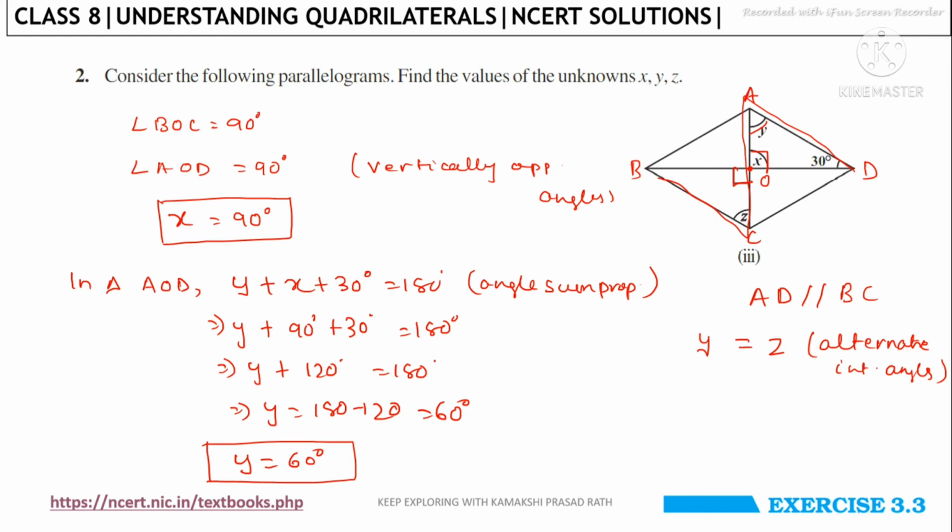So DA is parallel to BC and AC is the transversal. So these are alternate interior angles. So Y is equal to Z. If Y is how much? 60. So Z is also 60 degrees. Hence we got the three angles X, Y and Z.